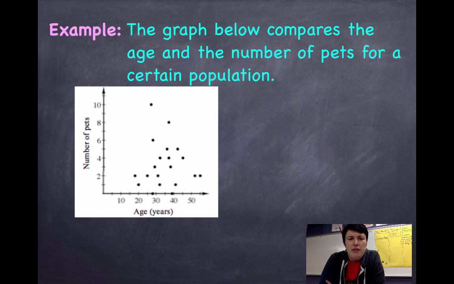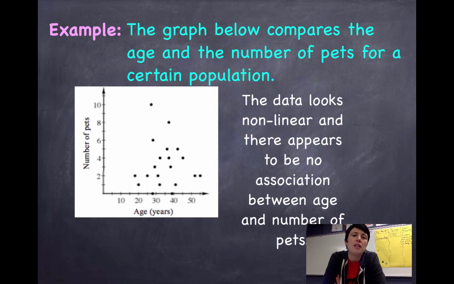What would you write for a sentence for this one? Well, looking at the data, it's a little bit more random on this one. For me to say it's linear feels like quite a stretch. I don't really see a linear pattern, to be honest. So I would say the data looks nonlinear. I don't think it looks like a line. And there really appears to be no association between age and number of pets, which, think about it, the older you get doesn't mean the more pets you have, or the younger you get doesn't mean the more pets you have. There's not really a relationship between your age and the pets you have at home. So I would say there's no association, and it's nonlinear data.